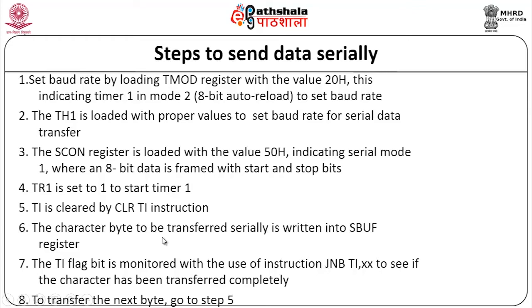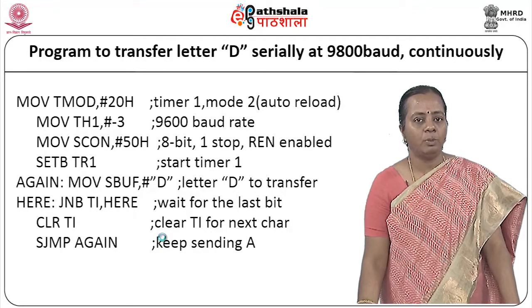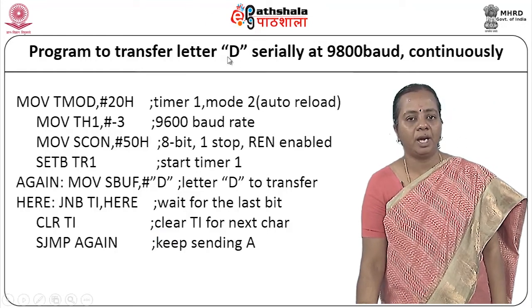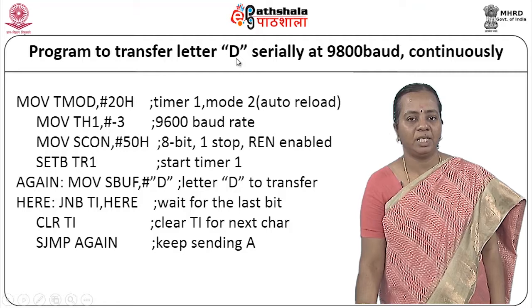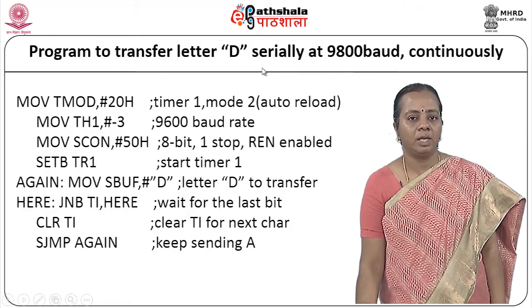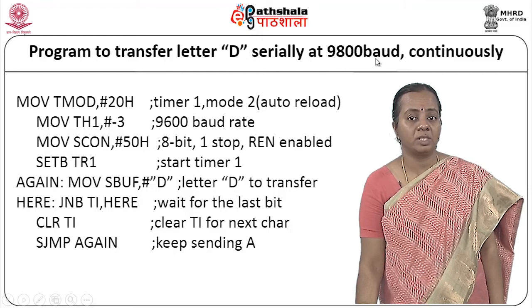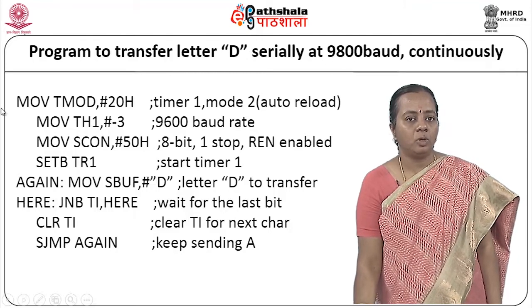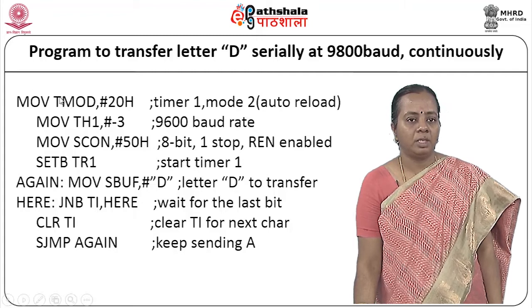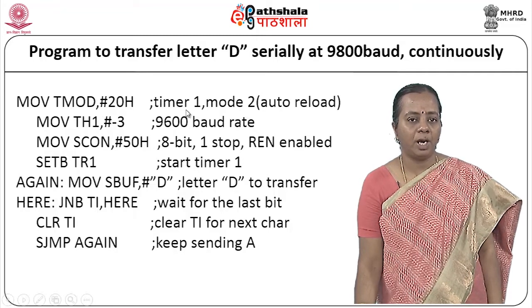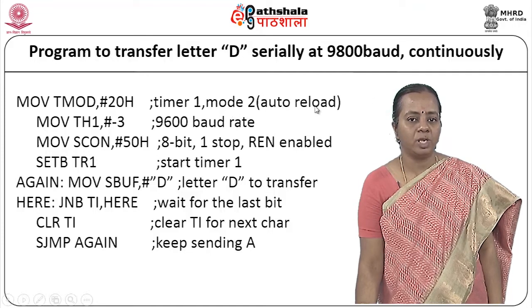Now you see the exact assembly program which will demonstrate how a data, which is nothing but the letter D, is sent continuously through serial communication at 9600 baud rate. First I have to do MOV TMOD, #20H. This says that timer 1 mode 2 is set. Mode 2 is nothing but auto reload.